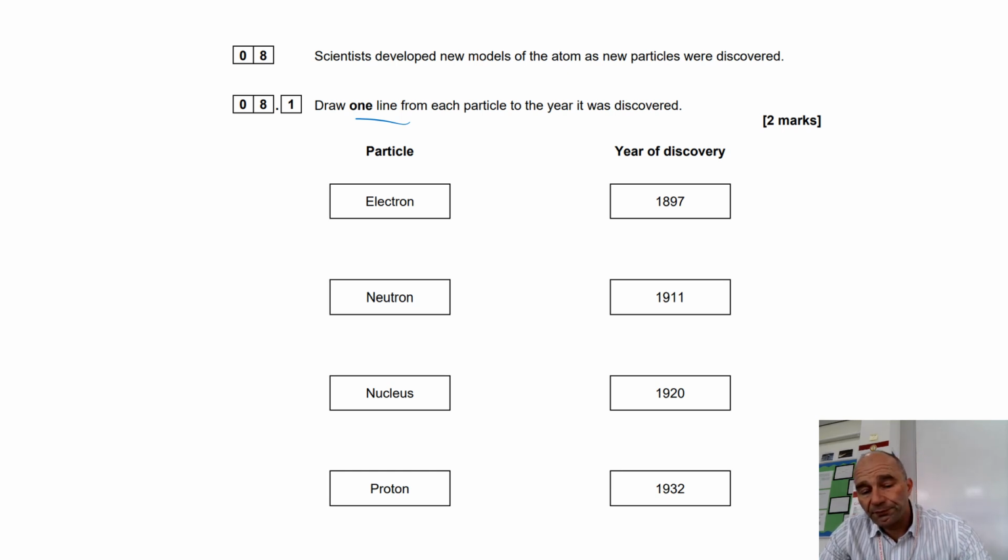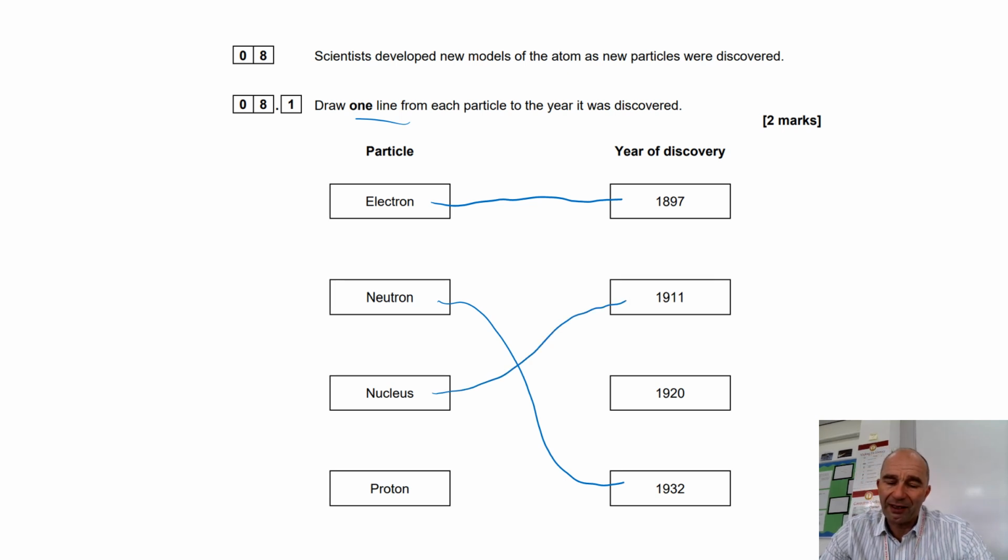So the electron, that was J.J. Thomson in 1897. The neutron was the last of our particles really to be discovered. Neutron is 1932 by James Chadwick. The nucleus was discovered, that was Ernest Rutherford's work, in 1911, and then a few years later Rutherford also discovered the proton, so that would be 1920. 2 nice marks to pick up.